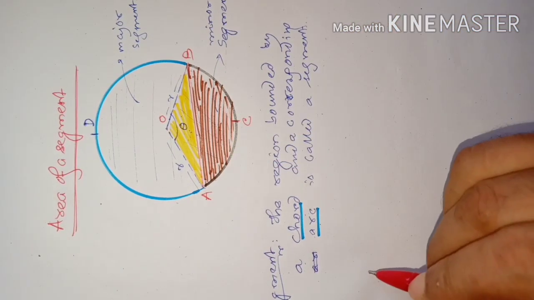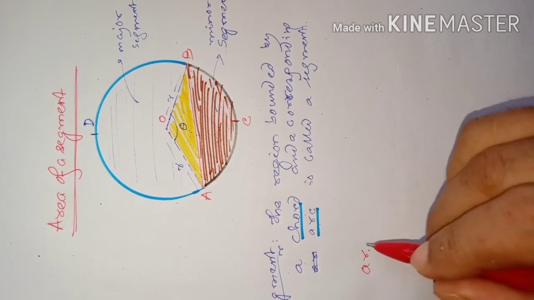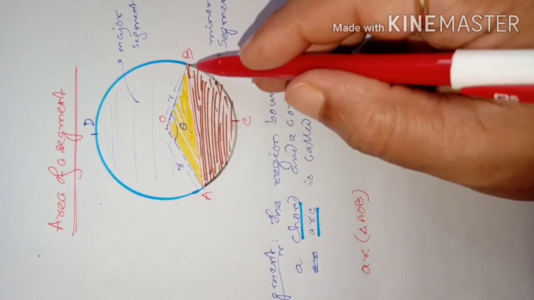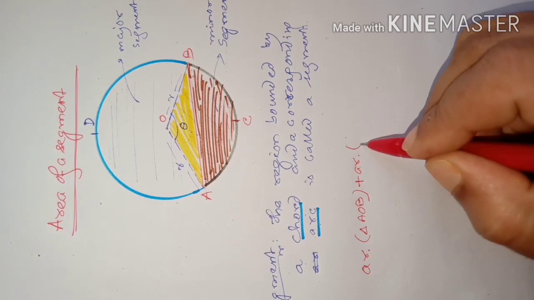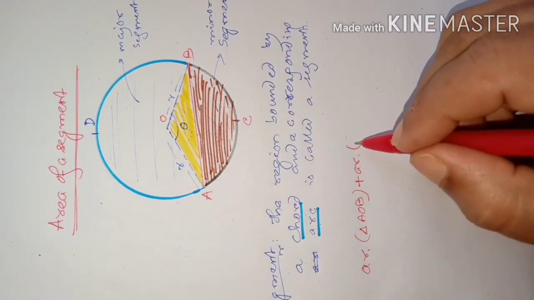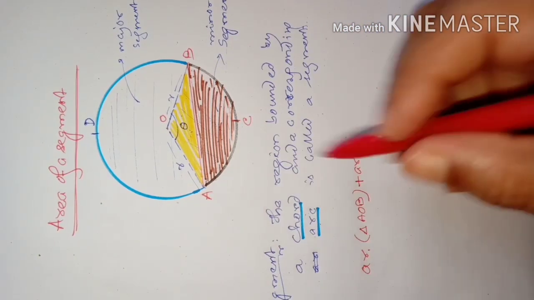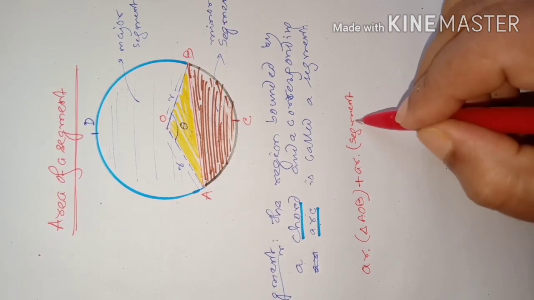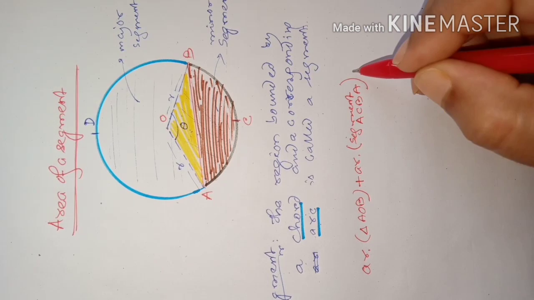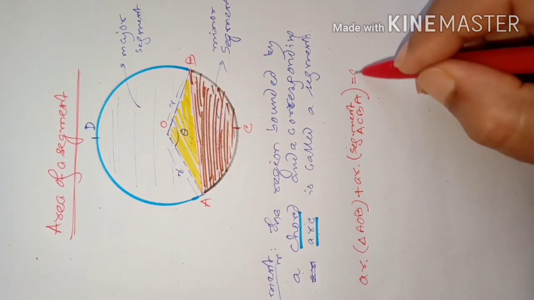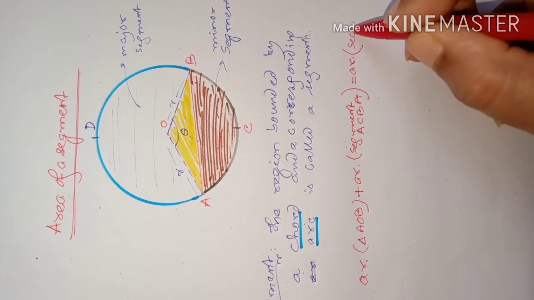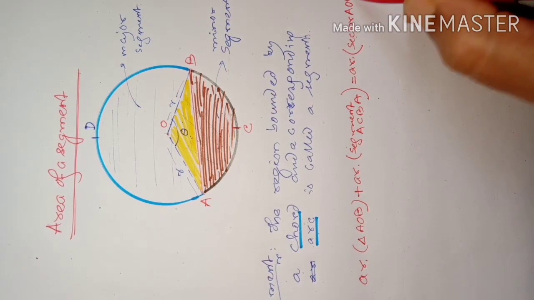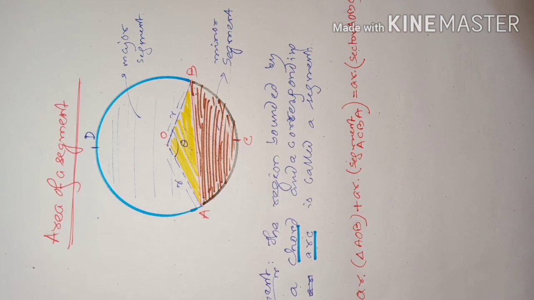So we can say like this: area of triangle AOB plus area of segment ACBA will give us the area of sector AOBC. Okay, dear students, so this statement you understand.